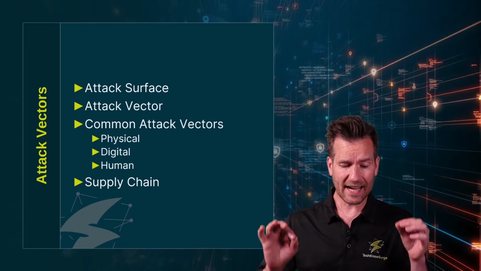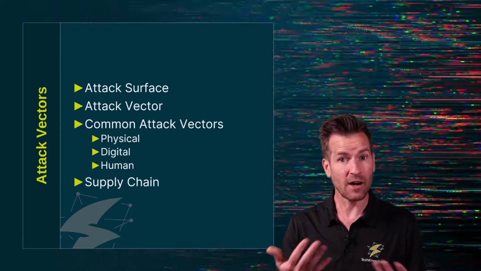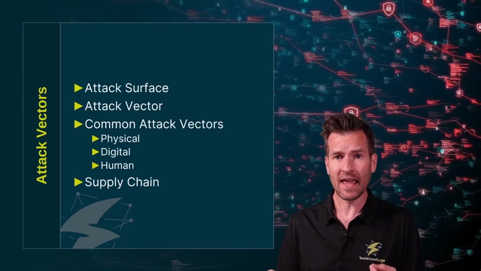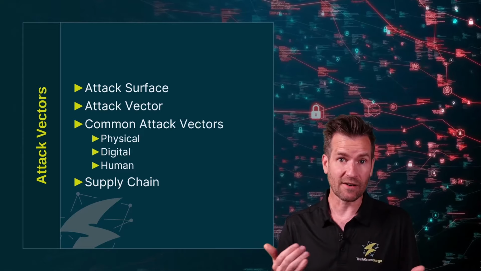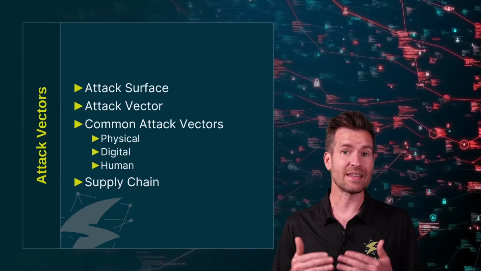In this video, we're going to get into what an attack surface is, what an attack vector is, compare and contrast those two. We'll get into common attack vectors, and we're going to categorize them into three different categories: physical, digital, and human. And then we'll talk about the supply chain.